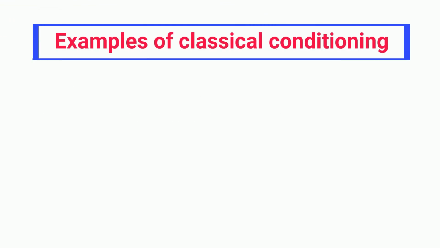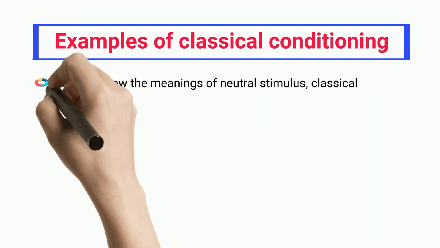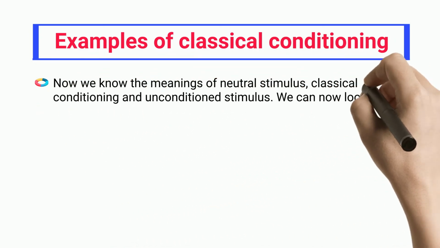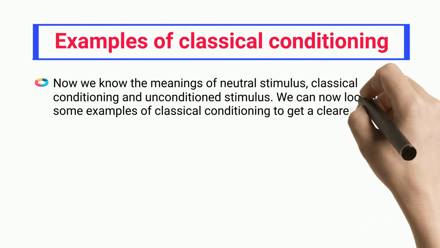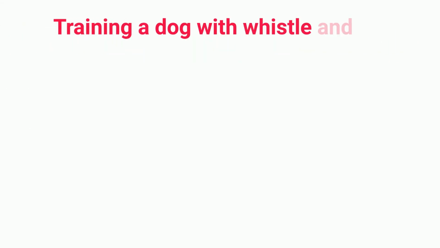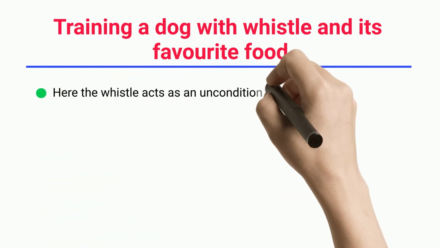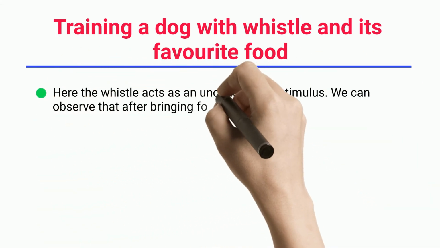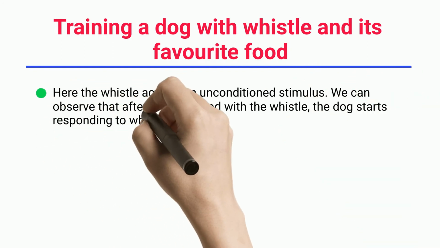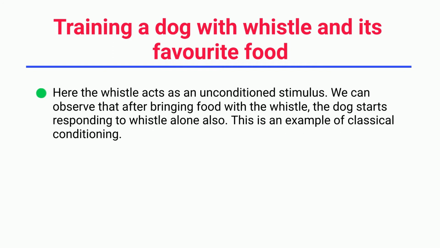Examples of classical conditioning. Now we know the meanings of neutral stimulus, classical conditioning, and unconditioned stimulus. We can now look at some examples of classical conditioning to get a clearer idea of what actually it is. Training a dog with whistle and its favorite food. Here the whistle acts as an unconditioned stimulus. We can observe that after bringing food with the whistle, the dog starts responding to the whistle alone also. This is an example of classical conditioning.